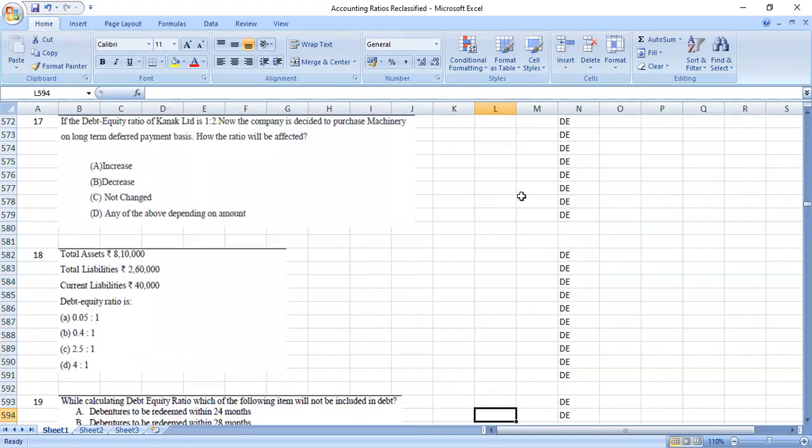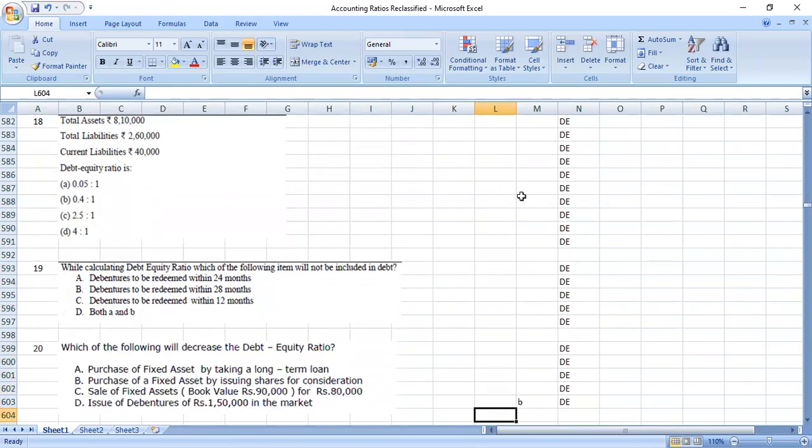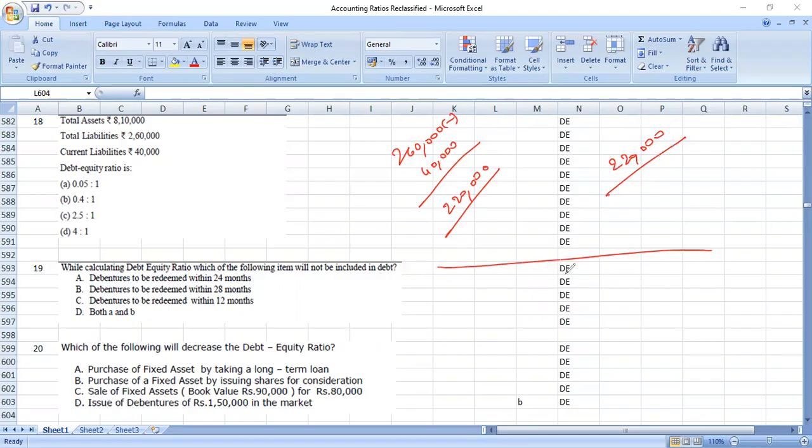The debt equity ratio of Kanak Limited is 1:2. Now the company decides to purchase machinery on long-term deferral. How will the ratio change? Already solved in this video itself, but we'll solve it again. Total assets 8,10,000, total liabilities 2,60,000, current liabilities 40,000. Total liabilities 2,60,000 minus current liability will give you long-term liability. 2,20,000 is your long-term liability. Debt equity ratio is 2,20,000 divided by equity. Now equity you need to find out.